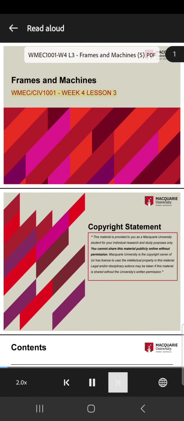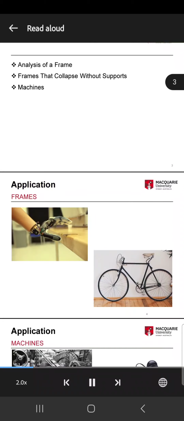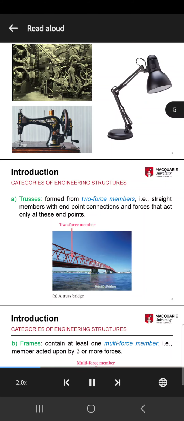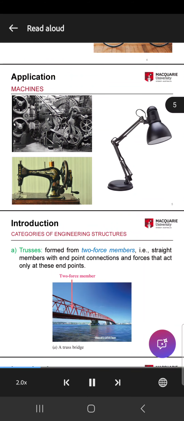Frames and machines. Wmec-Civ. Copyright. Contents. Application. https:/application. https:// Charlie and mechanic on top of machinery. Max Monotry. No fear closure in Swift 4 with Bob the developer.